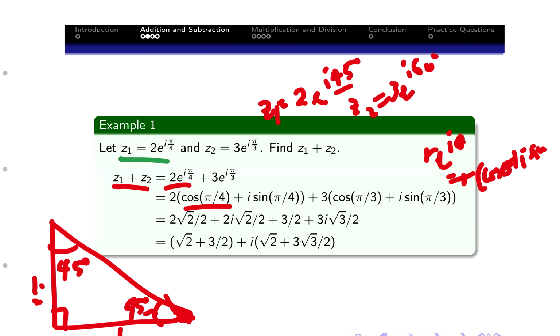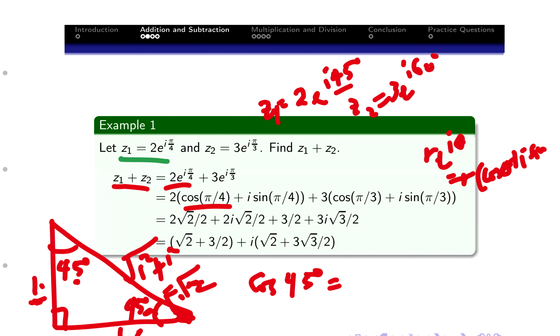So the hypotenuse will be square root of 1 squared plus 1 squared, right? And that is square root of 2. So it means that the hypotenuse here is root 2. So cos of 45 degrees is actually adjacent, that is 1, over hypotenuse, that is root 2.